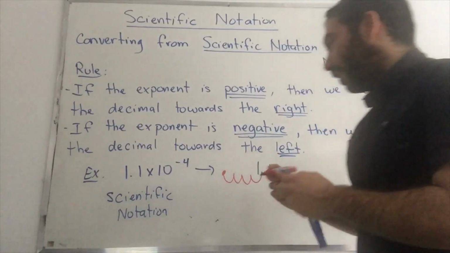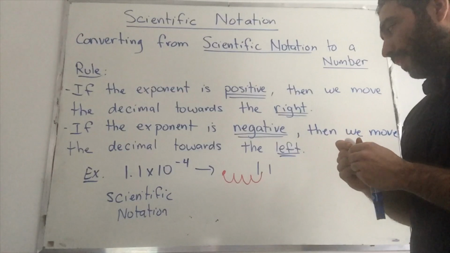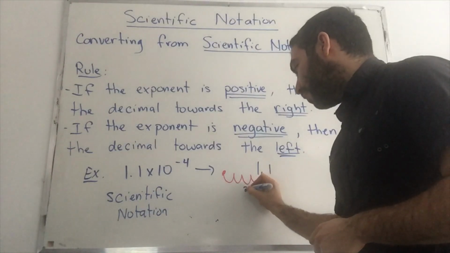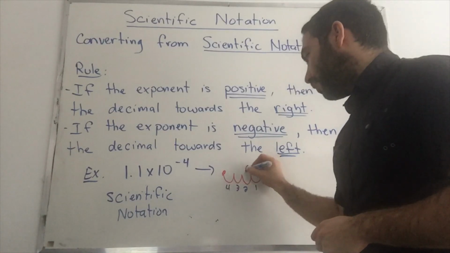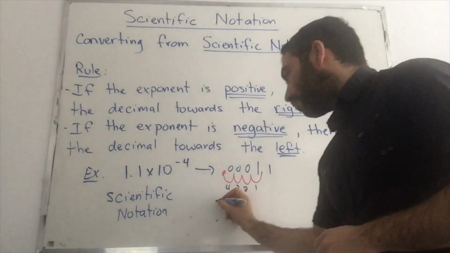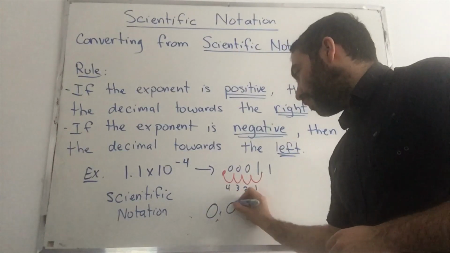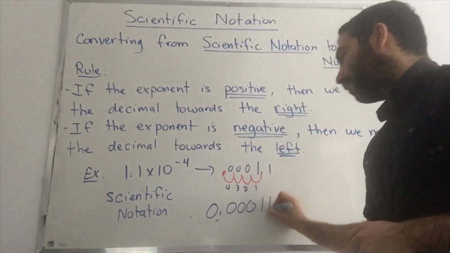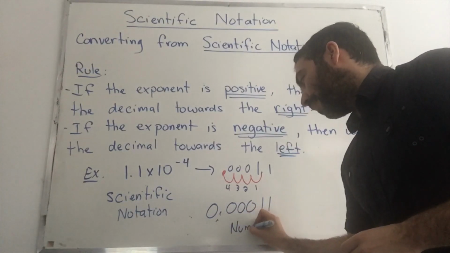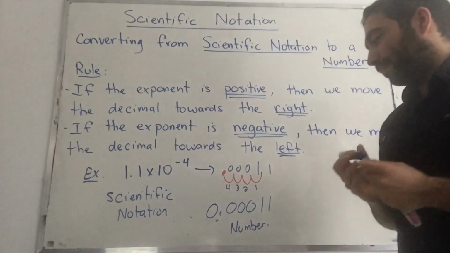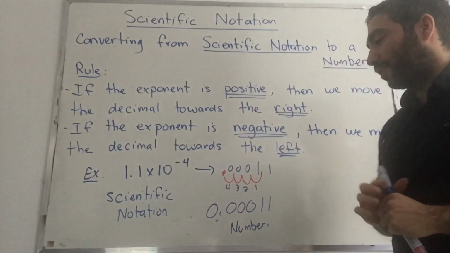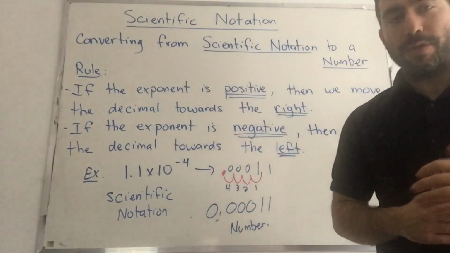Place your decimal, and again, wherever there's an empty space, we put a 0. 0, 0, 0. And even in front of the decimal place. So what we get is 0.00011. This is your number. And this is converting from scientific notation to a number. Let's take a look at more examples.